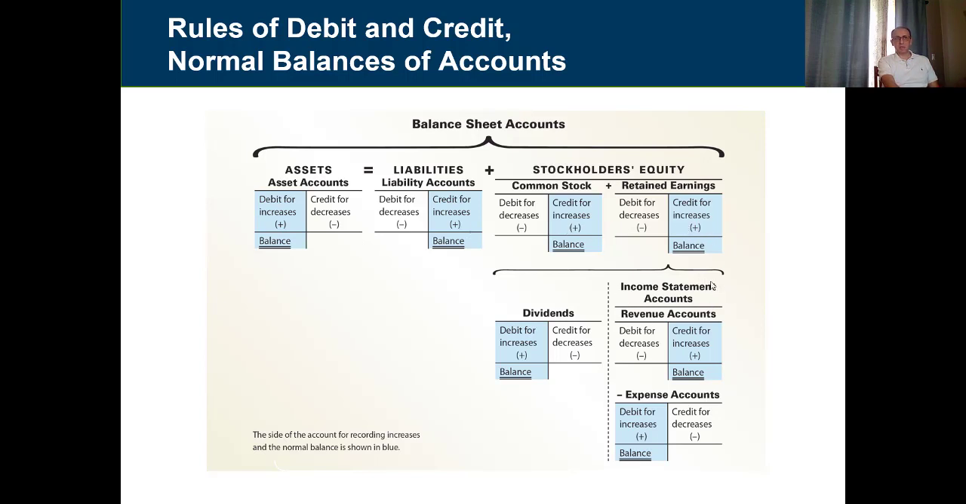Now let's look at the income statement accounts. We have revenues and expenses. Revenues, they work in the same direction as equity, and that's why the normal balance is the credit side, where we have the plus sign. For expenses, the normal balance is the debit side, where we have the plus sign. The last thing is dividends. Dividends also work very similar to expenses, so the debit side is the normal balance. And this is where they have the plus sign.